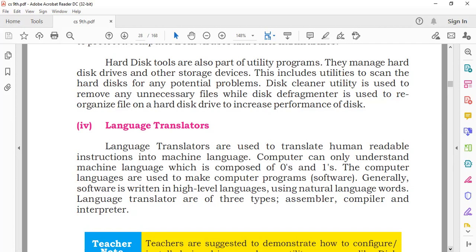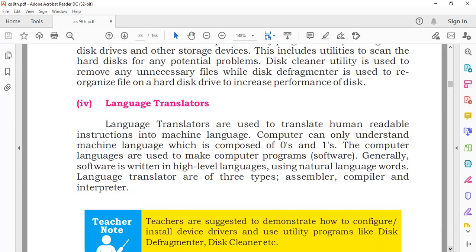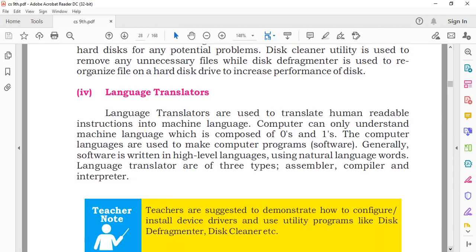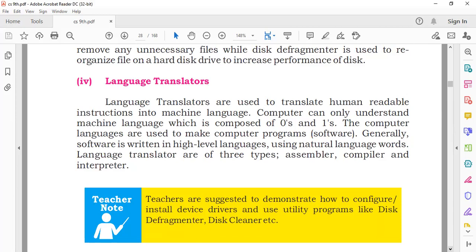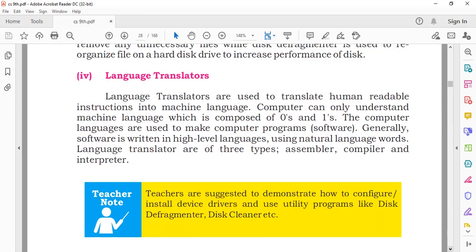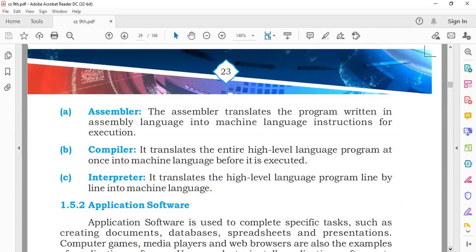The computer system cannot understand each and everything, so it has to go through the translation process of human readable instructions into machine language so that the system can understand it. Machine language is composed of 0 and 1. Generally, software is written in high-level languages using natural language words. Language translators are of three types: one is assembler, another is compiler, and the other is interpreter.